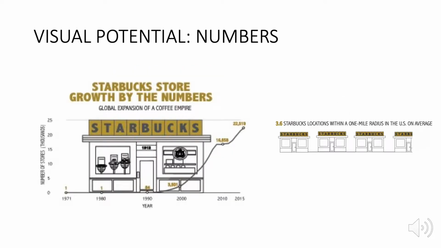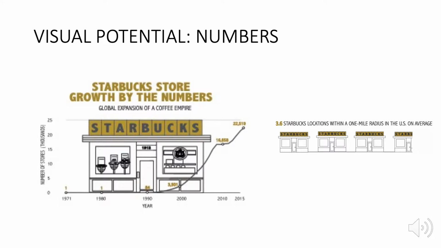The third form of visual potential is numbers. Numbers refers to showing the number or value of a certain attribute encoded by size, amount, and/or position. In my infographic, my main numbers display is a line chart depicting the number of Starbucks stores in the world between 1971 through 2015. I use distance from the x-axis to show the number of Starbucks stores existing at each year as indicated on the axis.